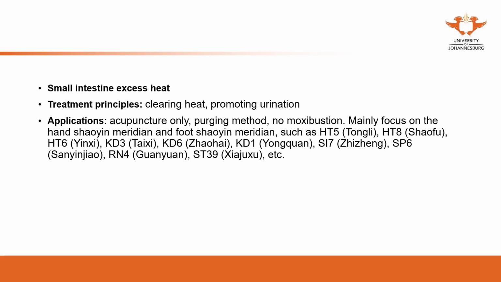This kind of distending pain can be relieved after bowel movements or after releasing air from the abdomen. Red tongue, yellow coating, slippery and rapid pulse. In treatment principles, we clear the heat and promote urination, especially if the patient suffers from painful urination. We can use acupuncture without Moxibustion, with a reducing technique. We're going to focus on the foot and hand Shaoyin meridians, such as heart 5, heart 7, heart 6, kidney 3, kidney 6, kidney 1, small intestine 7, spleen 6, Ren 4, stomach 39.